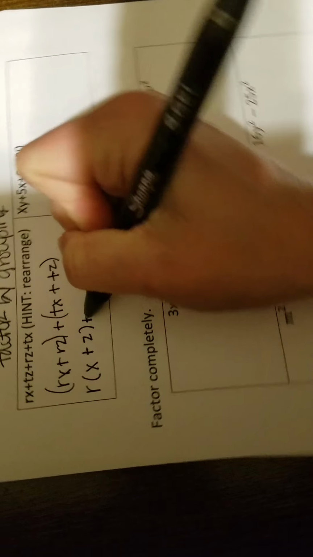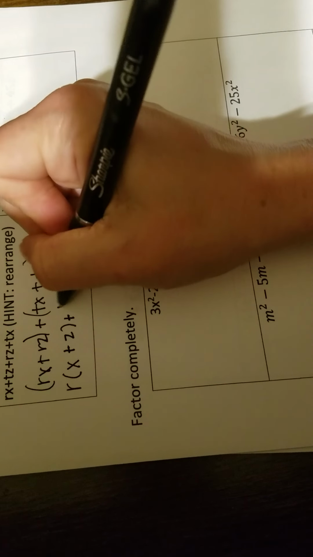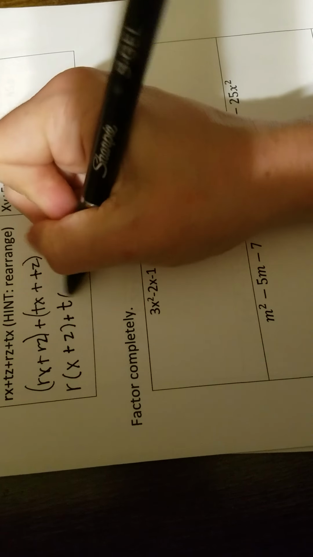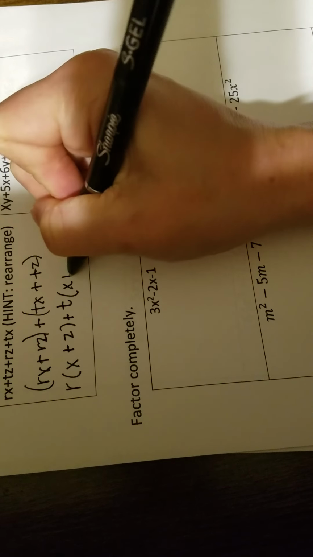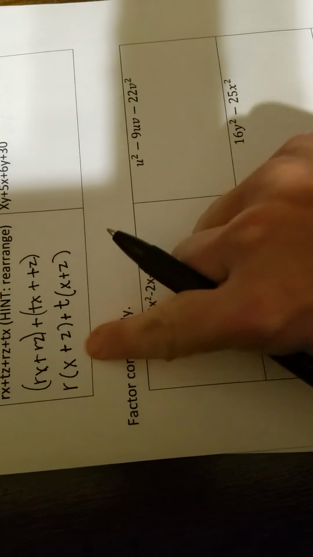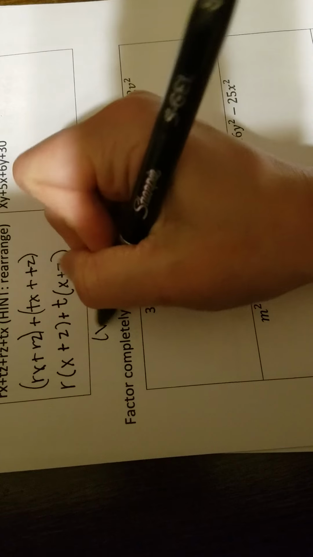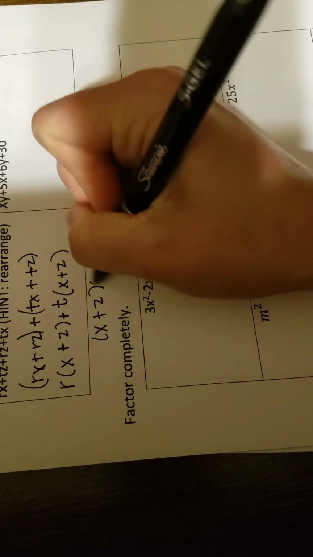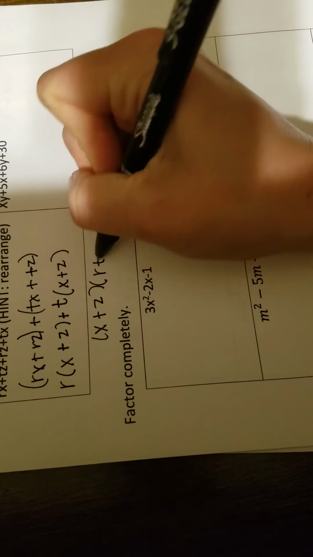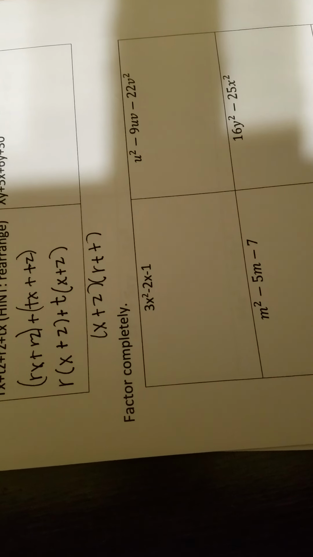So get the R out of these, leaving behind the X plus Z. Here's our plus sign. Get the T out of here, leaving behind the X plus Z, okay? So when these guys left behind match, we're getting somewhere with this factor by grouping. That'll be one of our factors, while the R plus T will be the other.